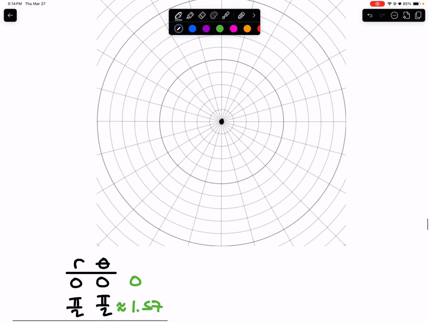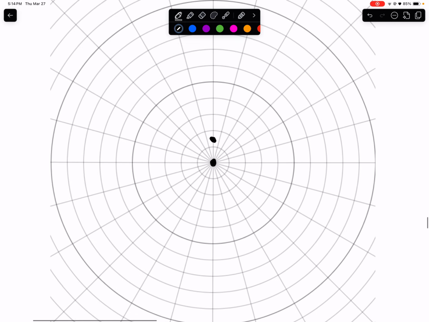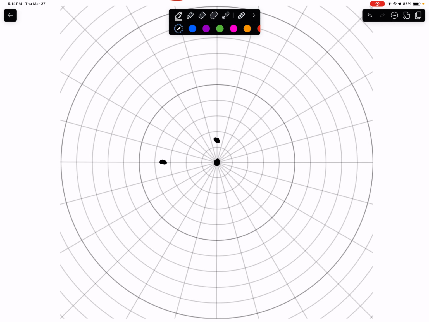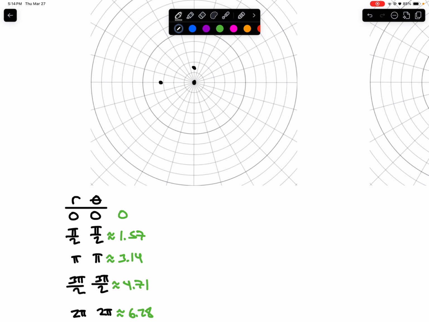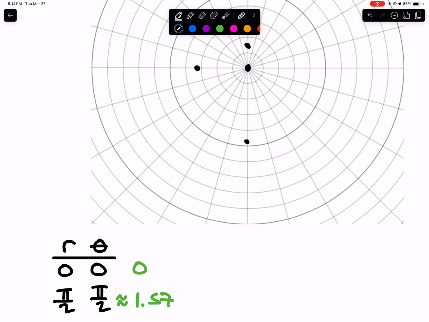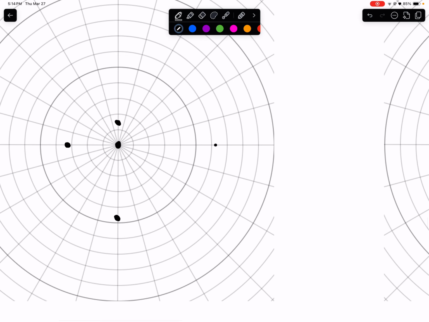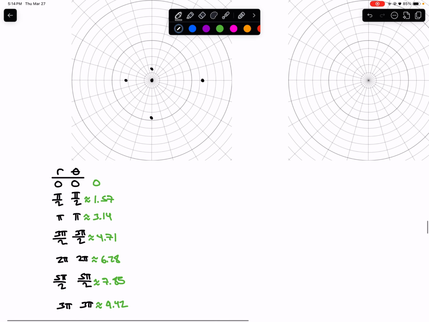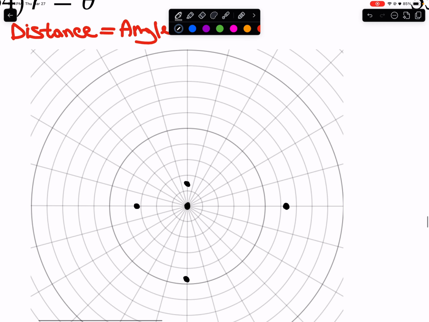So I'm going to do 0, 0, or try to. And then I want to do 1.57, 1.57. So pi over 2 in the direction of pi over 2, which is going to be about over here. And then pi in the direction of pi, which is going to be 3.14, about over here. And then in the direction 3 pi over 2, we're going to do 4.71, which is almost 5. And then in the direction of 2 pi, we're going to do 6.28. And then in the direction 5 pi over 2, which is the same as pi over 2, we're going to go 7.85. Which is about over there.